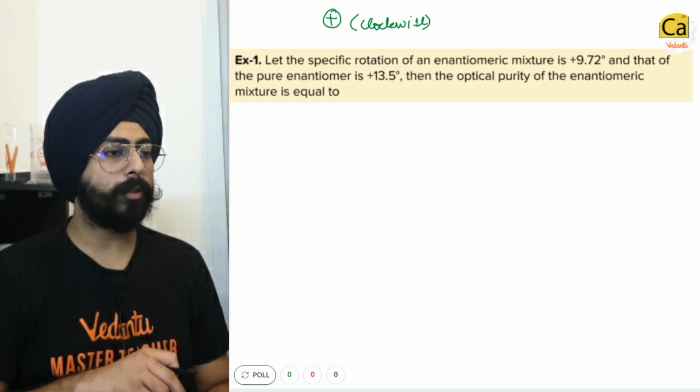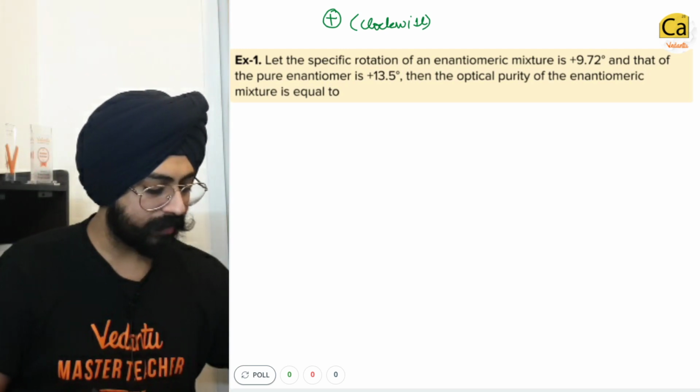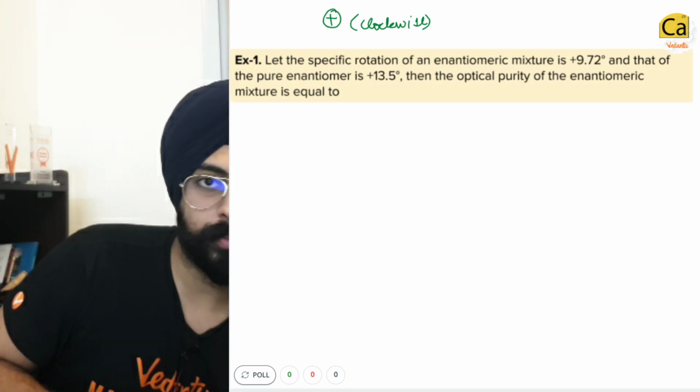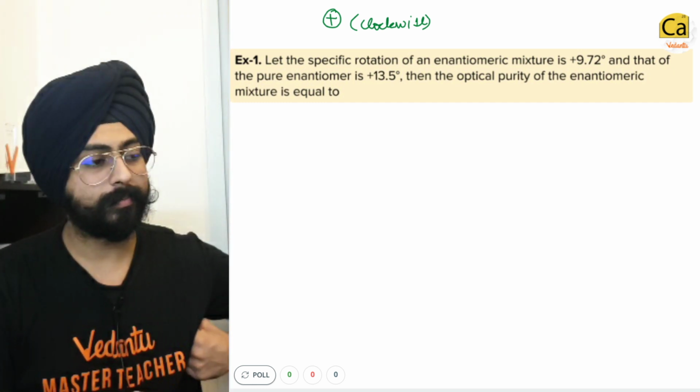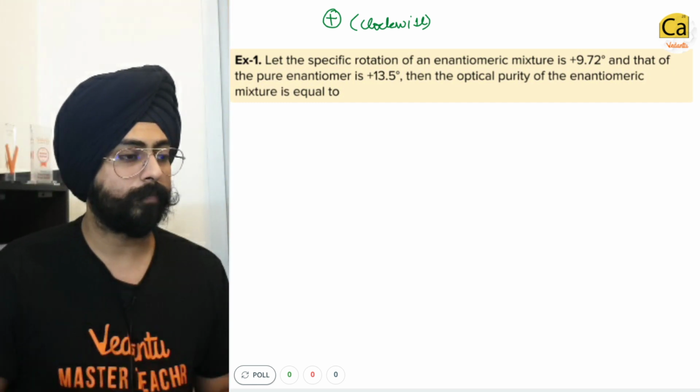See, meso compounds need to have symmetry. So for symmetry, obviously they need to have an even number of chiral centers. Only then can it be half and half.